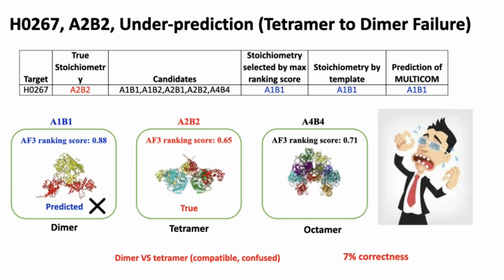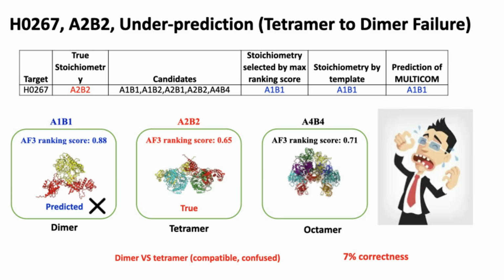But also we made some mistakes here. I show you some failures. For this one, it is actually a tetramer, but AF3 selects the dimer. So that's a mistake. This is a common mistake because dimer and tetramer are compatible. It's very hard for AF3 to distinguish the 2. So this is one mistake.